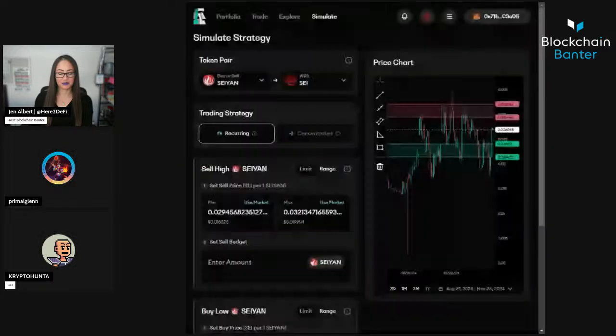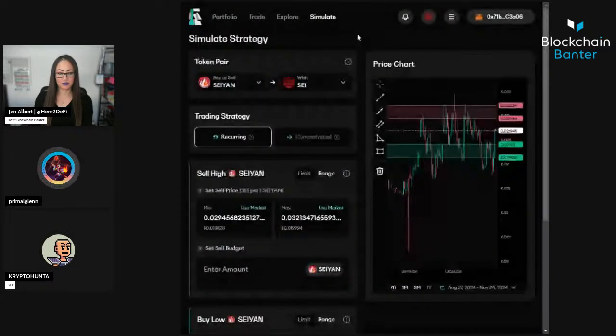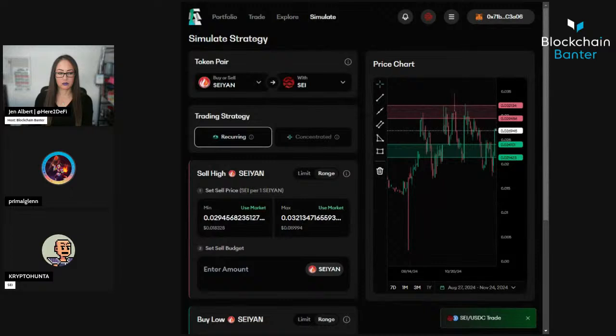Okay. Great. So I'm going to go ahead. I've stopped sharing my screen of the previous slide. I'm actually back in the Carbon simulator, just to show you what this looks like from our side. So this is the SEI/USDC trading pair.